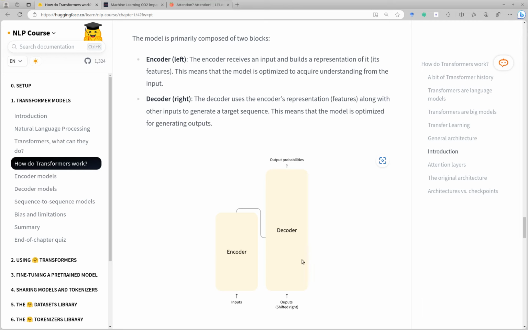And the decoder part will also receive inputs, and one of the inputs is from the encoder part. The main purpose of this decoder is to generate the target sequences. And those target sequences will be used again to generate the next target sequences, and so on. So the decoder is auto-regressive.